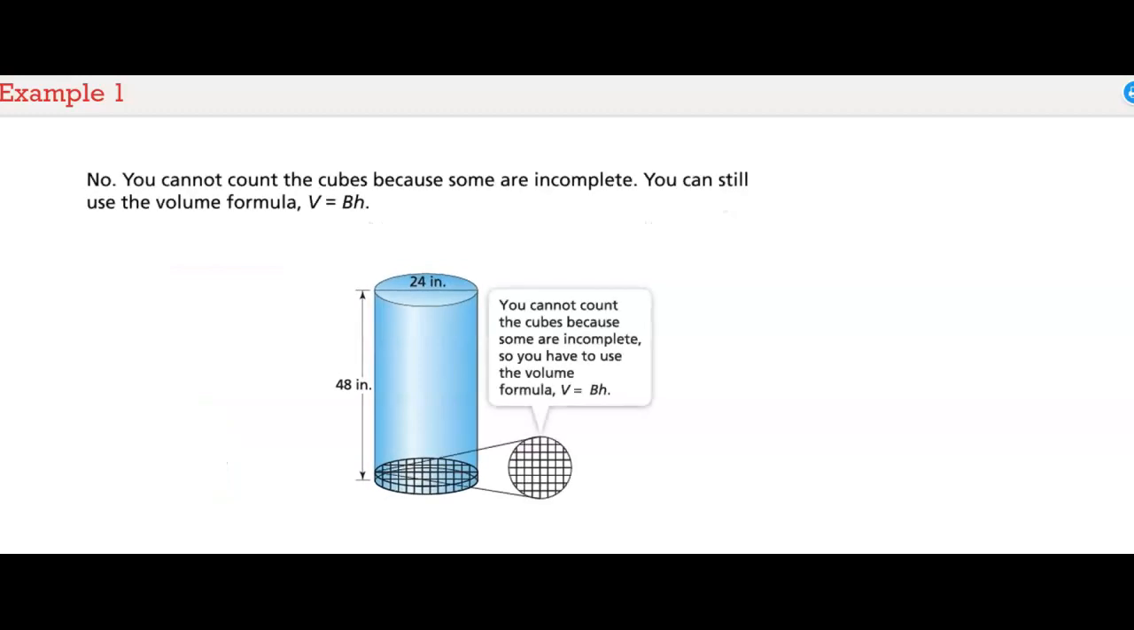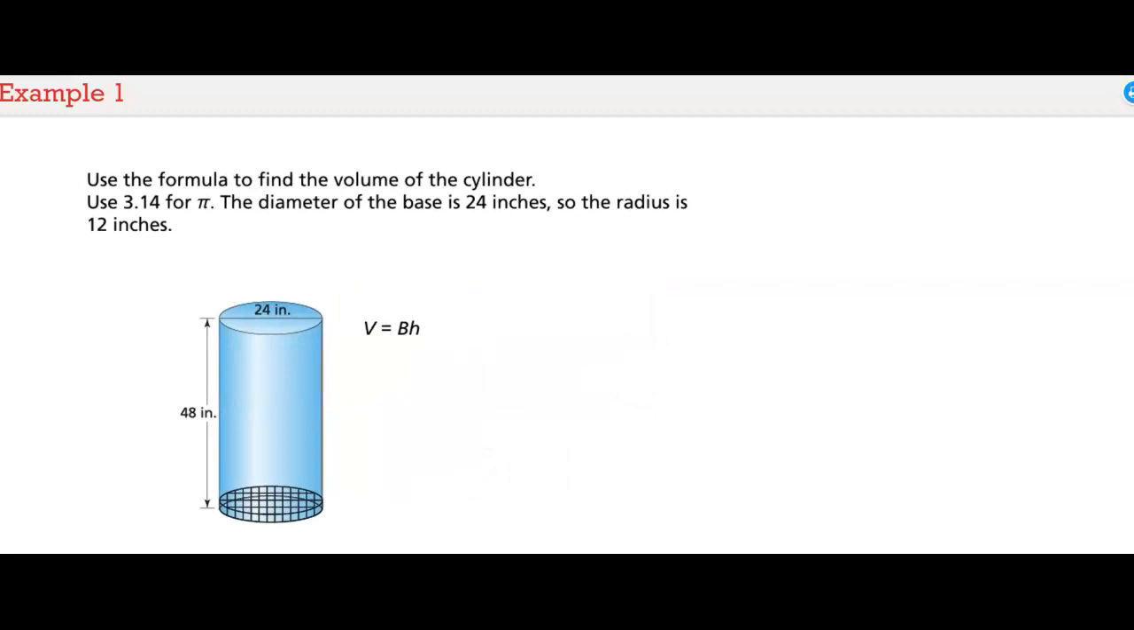You cannot count the cubes because some are incomplete. However, you can still use the volume formula. Volume equals the area of the base times the height. Use the formula to find the volume of the cylinder. It's the same formula you use to find the volume of a prism.